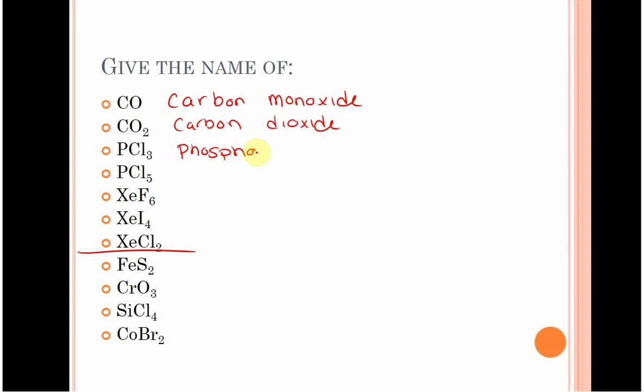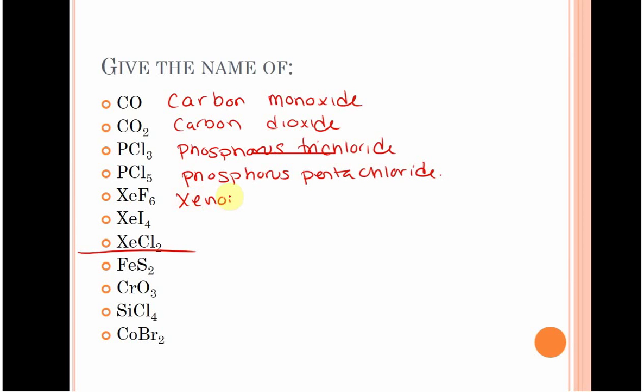This is phosphorus trichloride, phosphorus pentachloride, to indicate 5. Xenon, fluorine is going to become fluoride, to indicate 6, it's hexafluoride. Xenon and iodide. Xenon, there's just one, so it's just xenon. Iodide is now going to be tetra. Is it tetraiodide? It's got to be tetraiodide. It sounds better. And then this is xenon dichloride.